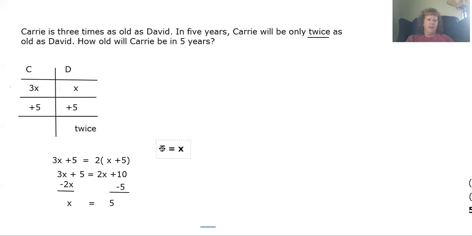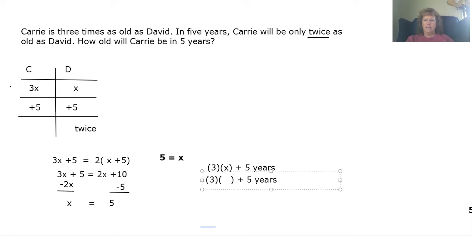So 5 is the amount of David's age. But the question is, how old will Carrie be in 5 years? So Carrie will be the 3x plus 5. So I've written that 3x plus the 5 years will be Carrie's age. If I put a 5 in the spot for x, so substitute 5 for x, then 3 times 5 will be 15, plus 5 will be 20. So Carrie will be 20 in 5 years.